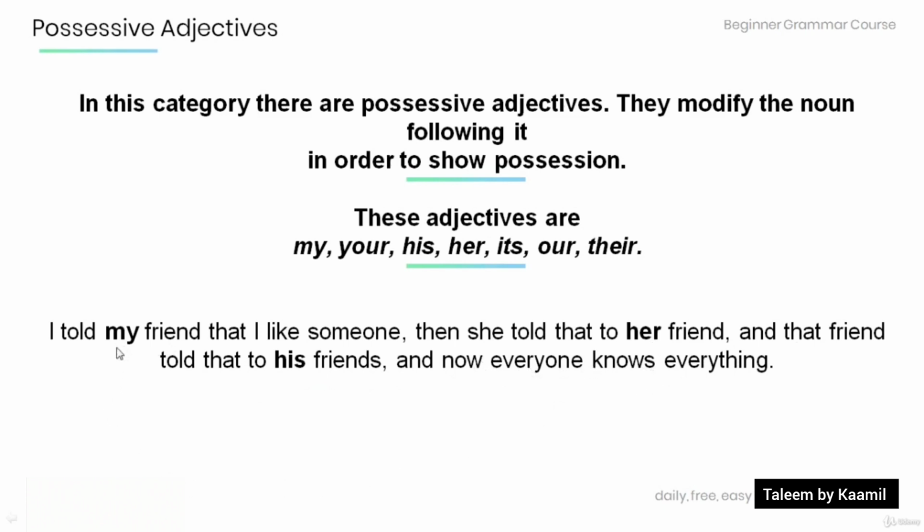Note that the possessive adjective my modifies the noun friend, and it comes before the noun it modifies. And the possessive adjective her modifies the noun following it, which is friend. And his modifies the noun friends.